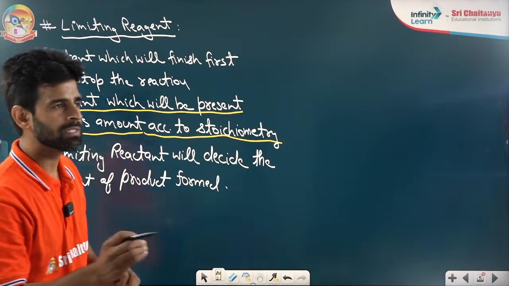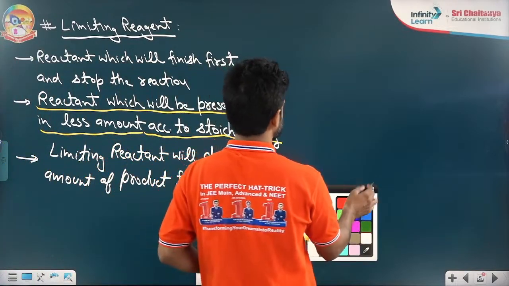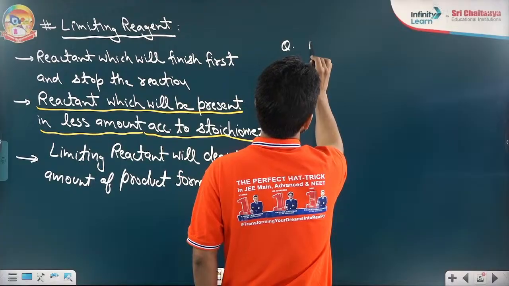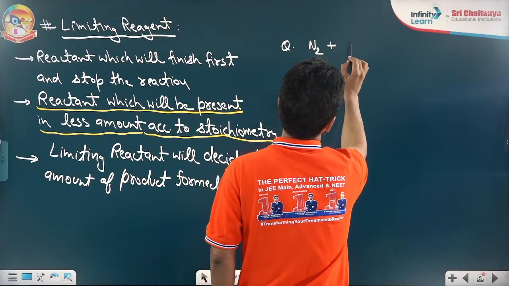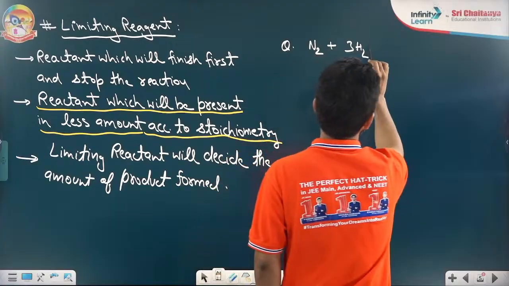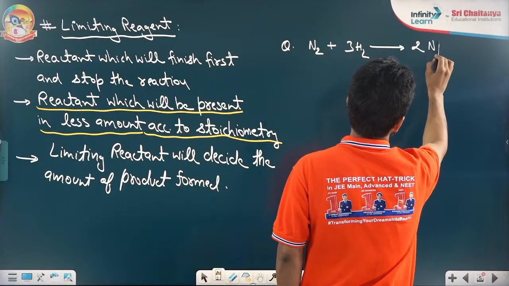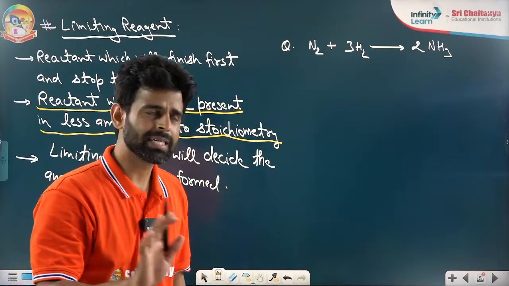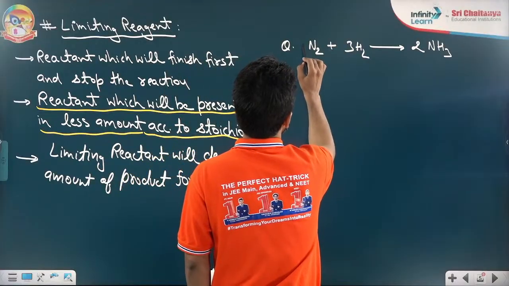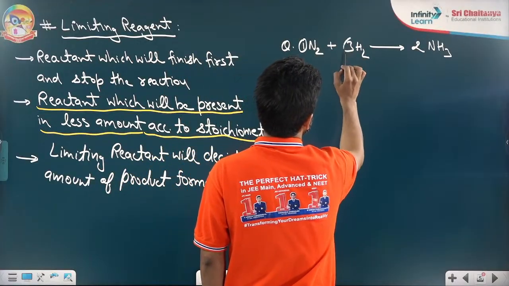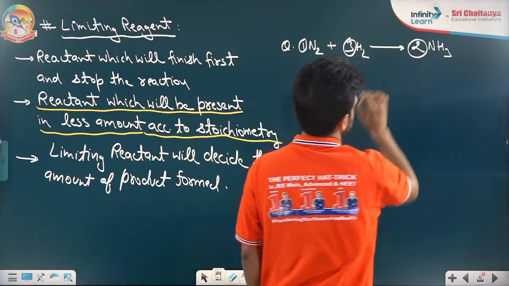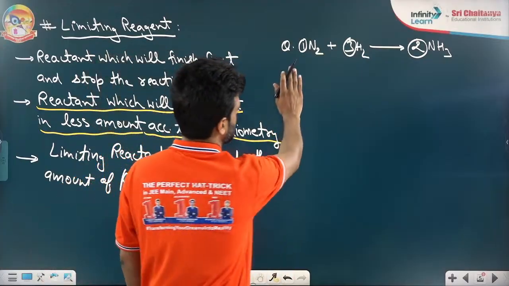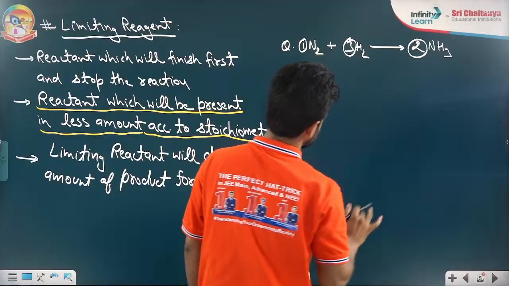First of all, I am taking 1 or 2 small examples here. Okay? Look at this. I am taking the simplest equation here, N2 + 3H2 is giving 2 ammonia. Now stoichiometry clearly tells us that 1 mole of N2 reacts with 3 moles of H2 and produces 2 moles of ammonia. Stoichiometry we have seen already, many questions we have seen. 1 mole N2 needs 3 moles H2 and gives 2 moles ammonia, right?